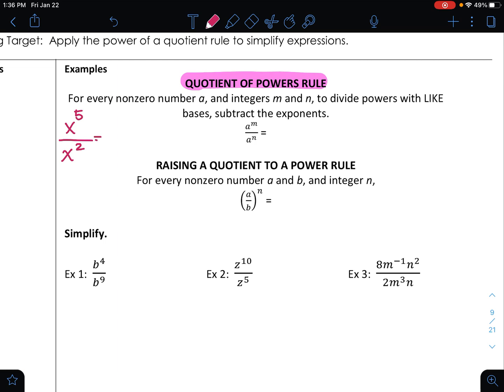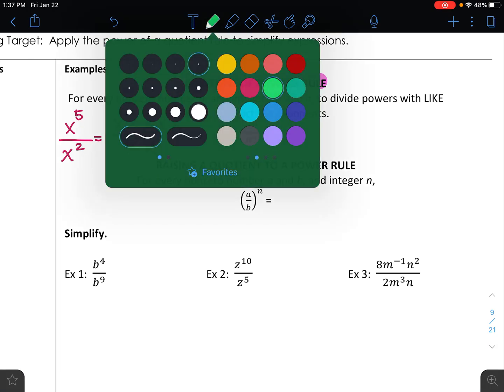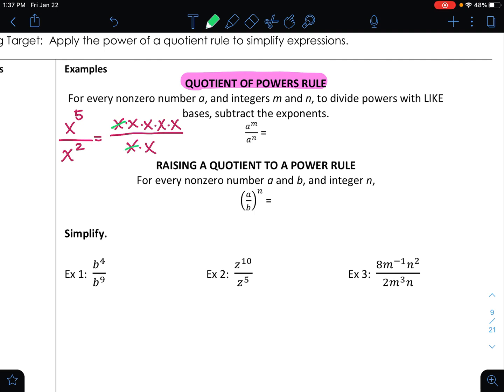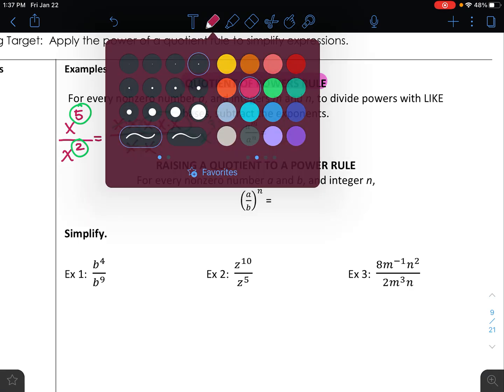Okay, so we have to have the same base. They both have to be x. So if I expanded it out, there are 5 x's on the top. There are 2 on the bottom. And so let's start to divide. This x divided by this x cancels out to be 1. This x divided by this x cancels out to be 1. Well, how many are left? Well, there are 3 left. So I want you to notice that 5 minus 2 gives me 3.